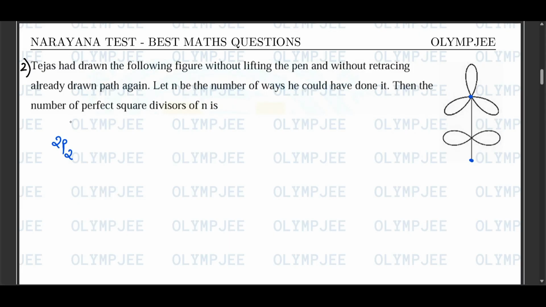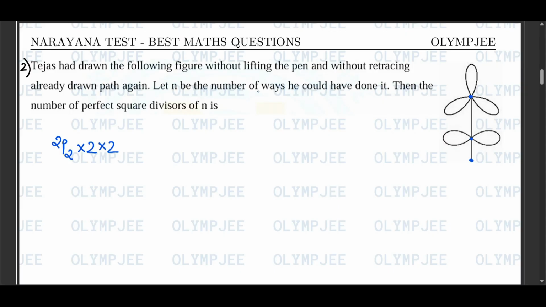Okay, so let us consider one case of 2P2 where he first chooses to draw this loop. So he'll either go in this direction, which is anti-clockwise, or he can go clockwise. So this gives us two more options, and when he reaches back to this point after drawing the loop, then he can draw this loop in anti-clockwise or clockwise direction. So two more options. So 8 options till here, and he has reached this point again after drawing these two loops. Then he'll go upward, so one option only, and then he needs to draw these 3 loops.